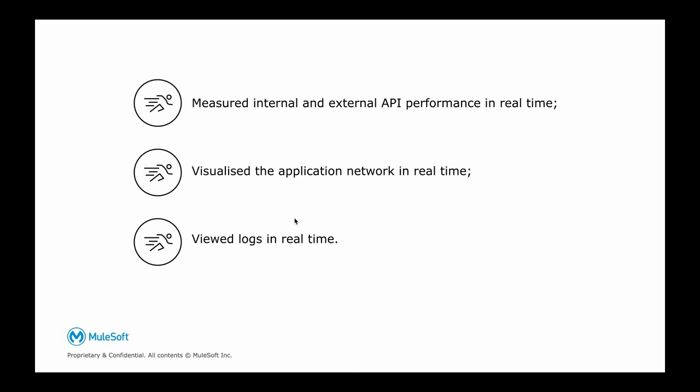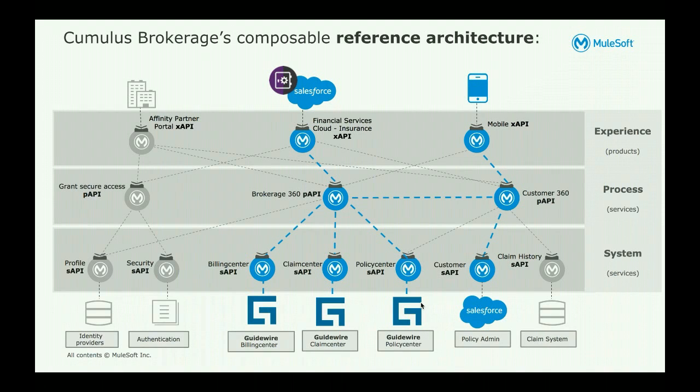So let's quickly look back at the reference architecture we defined at the start. The primary use case was to orchestrate the three system APIs represented by Guidewire Billing Center, Claim Center, and Policy Center, and provide in the correct format a unified view of the consumer and the brokerage's operations to Financial Services Cloud as the end consumer interaction.